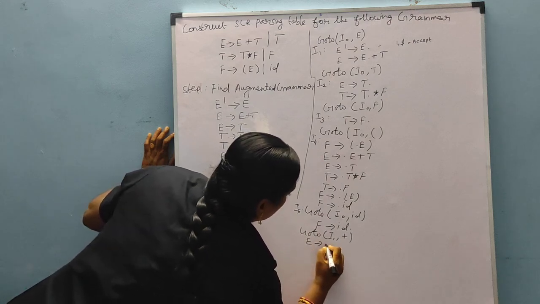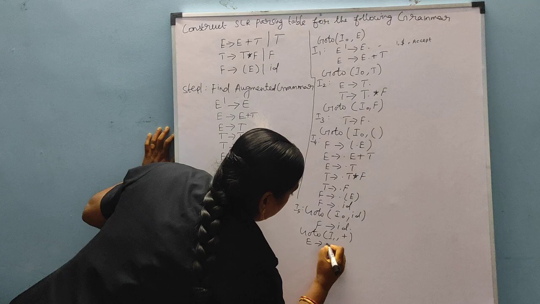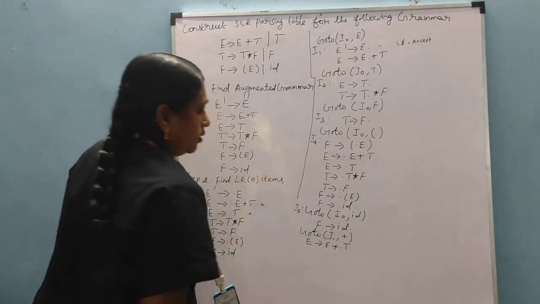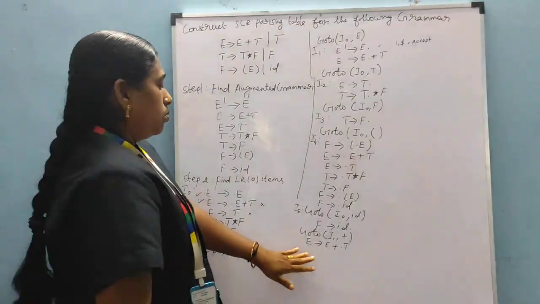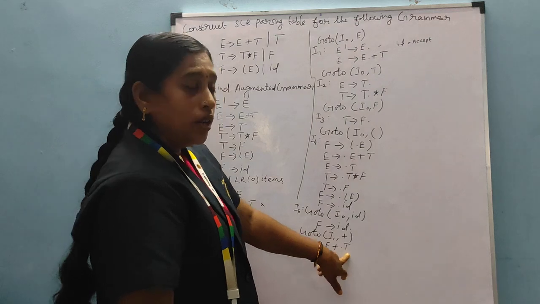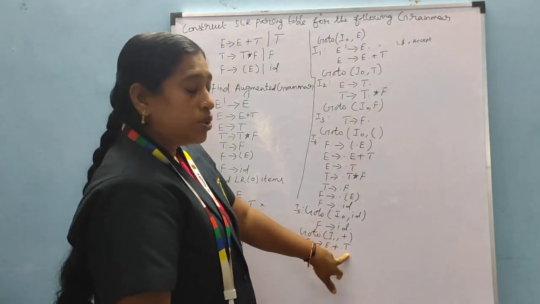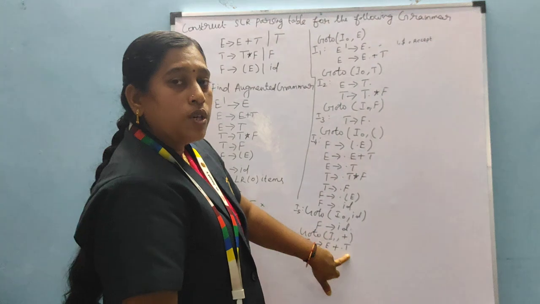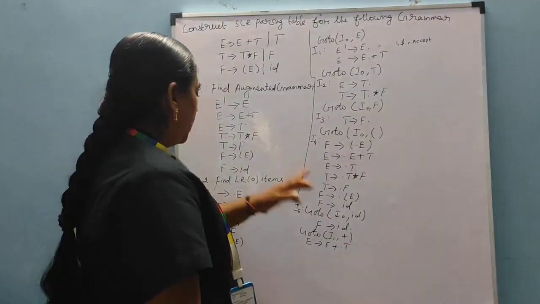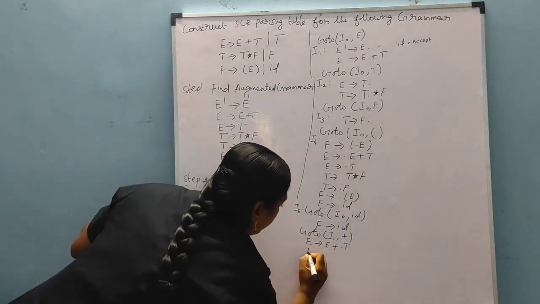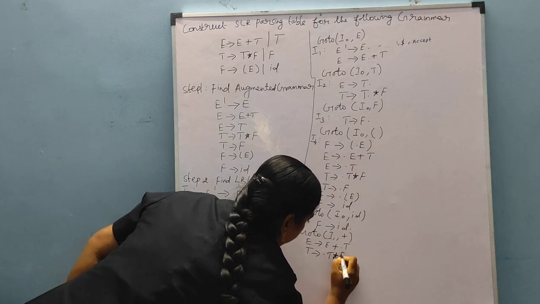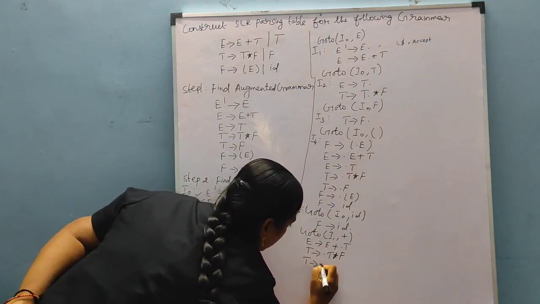E tends to E dot, no, E plus dot T. Isn't it? So E tends to E plus dot T. Now check after the dot movement, non-terminal T is present. What is the rule when a non-terminal T is present? We have to add the non-terminal T productions from the I naught state. So T productions: T tends to dot T star F, T tends to dot F.